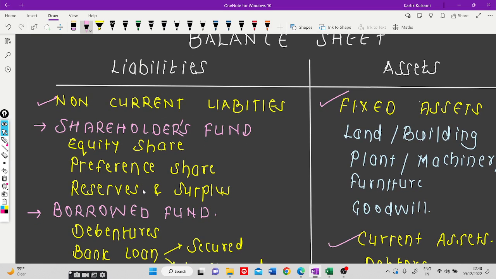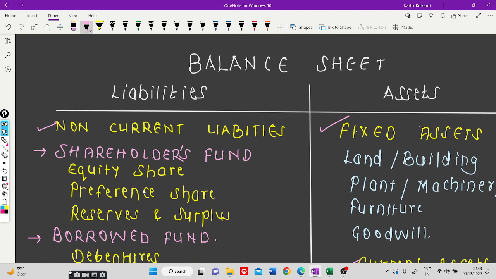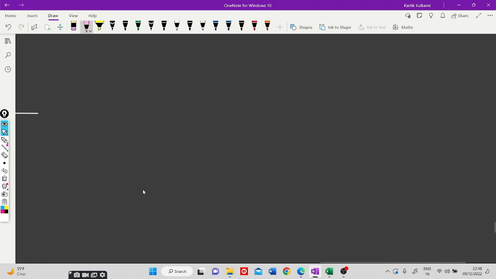Now the same balance sheet for better analysis can be shown in the vertical form. To show the balance sheet in the vertical form, liabilities can be called sources of funds. So now the same balance sheet we can express in the vertical form as follows. Liabilities are the sources of funds.